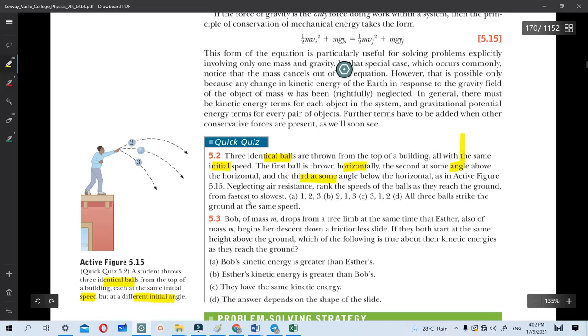When they ask you to rank the speed from fastest to slowest, you will find that the answer is all will strike with the same speed. Why? Because initially they have the same energy, the same total energy. So when you go back and use the concept of work after this, you can actually arrive at and show that they will end with the same speed. So that is again the generic idea that gravity is a conservative force.